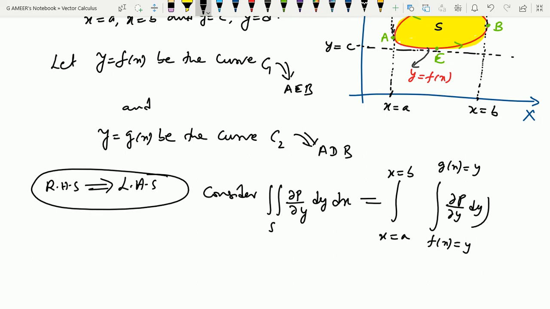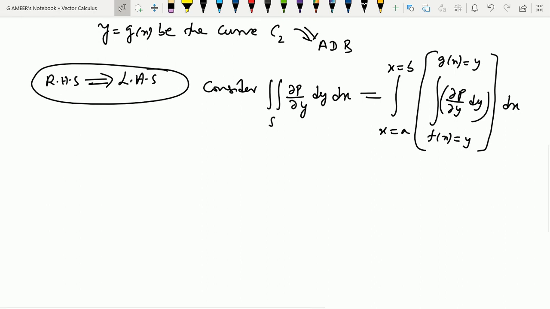So for this integral with respect to dx, we can solve this first. After that I simply get the p here. So this will be equal to the integration from x equal to a to x equal to b, I'll get p there. Then the upper limit and lower limit will be substituted: p(x, y), where y is equal to g for the upper limit, minus p(x, y) for the lower limit, which is f, into dx.